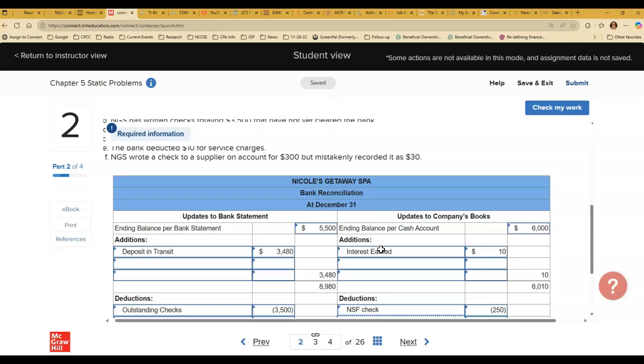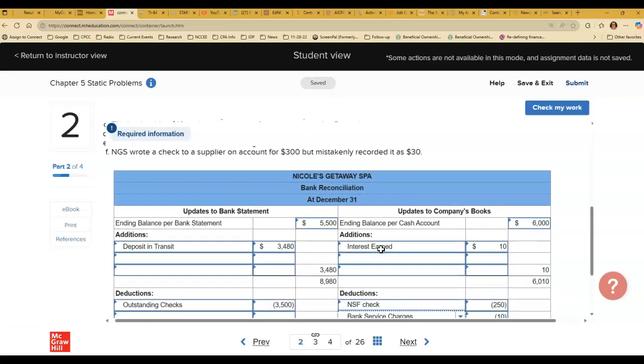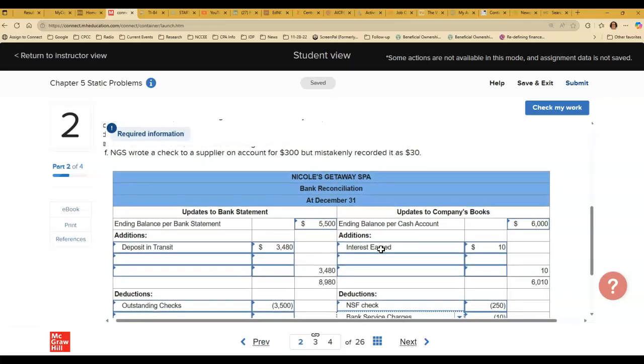All right. And the last one says Nicole's Getaway Spa wrote a check to a supplier on account for $300, but mistakenly recorded it as $30. All right. Now, understand what's actually happening here. In a fully computerized system, this kind of stuff won't happen. Because if you key it into a computerized system and you say, I need to send $300 to whoever, then $300 gets sent and everybody is all on the same page.